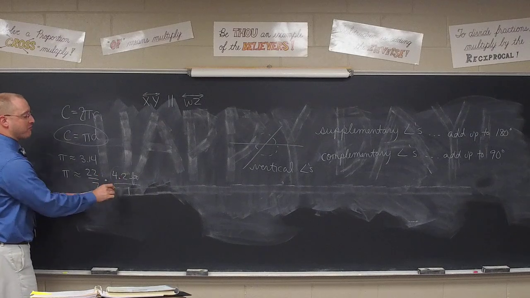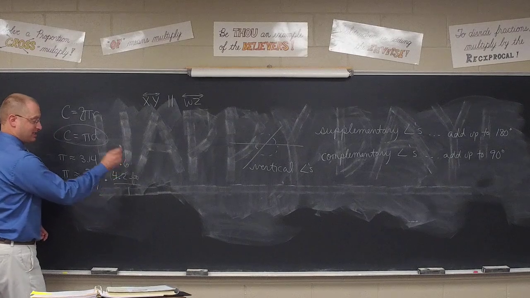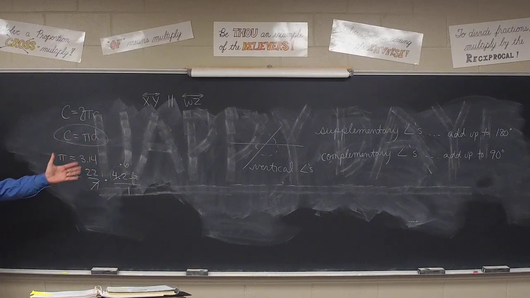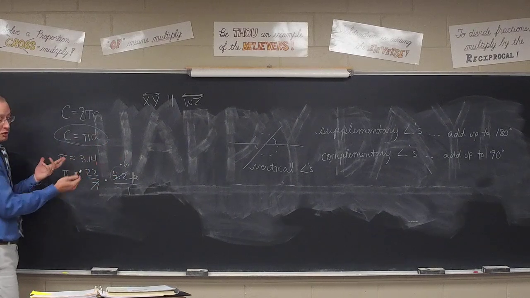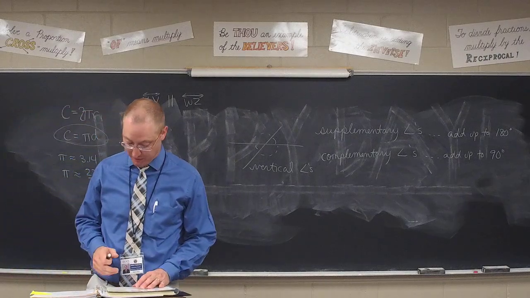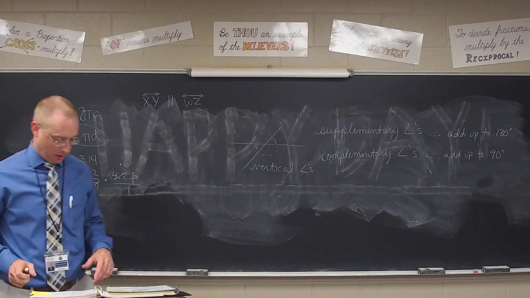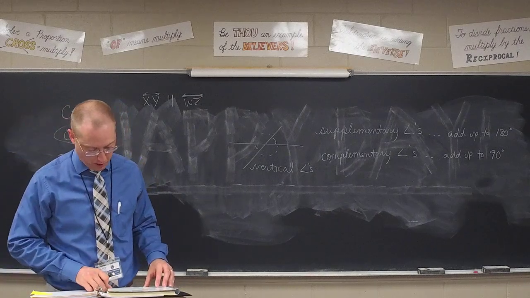4.2 feet. Put that over 1. 7 can cancel with a 42 to give us a 6. In this case, a 0.6. And now 0.6 times 22 is even faster than multiplying 4.2 by 3.14. Either way, we could multiply. We'd either get 13.188 feet approximately, or we could end up getting 13.2 feet approximately. Either answer would be correct for 12.